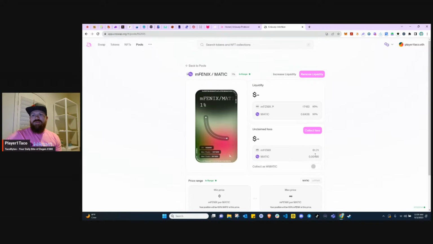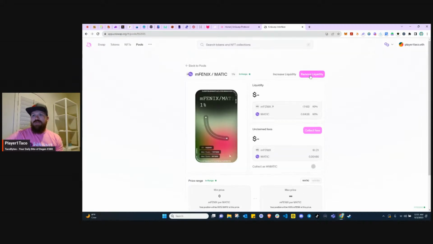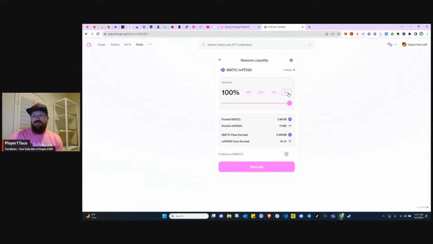And so as we're starting to see, there's a whole lot less people trading on that. And so we're actually going to remove this position as it's staying within. We're not getting a lot of fees on that, and that's because we have such a huge range. We can actually make a new position, which is 26,000 Phoenix per Matic.